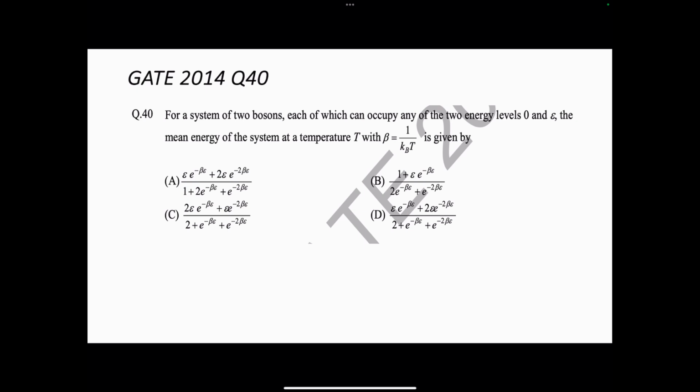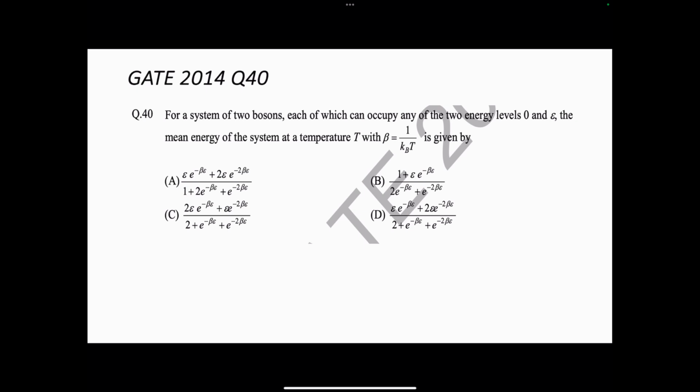So this is GATE 2014 question number 40, which states that for a system of two bosons, each of which can occupy any of the two energy levels, 0 and epsilon. So the energy levels are given. Particle information is also given, that these are bosons.